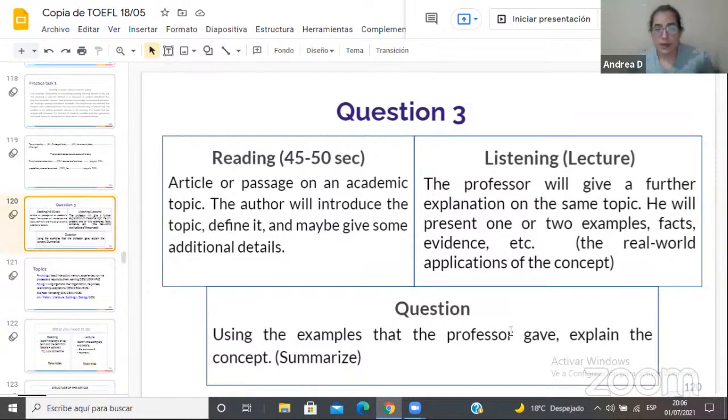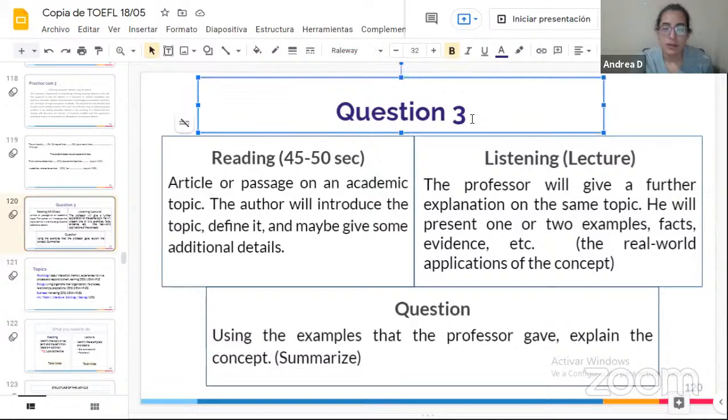Okay, so what can I say? First of all, this is an integrated task still, which means that you got to read and listen and then answer. And they're going to be looking at your comprehension skills as well. Okay, but what else?